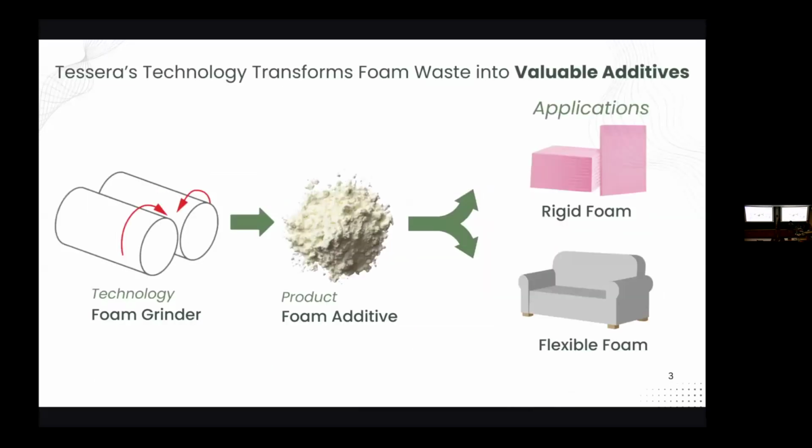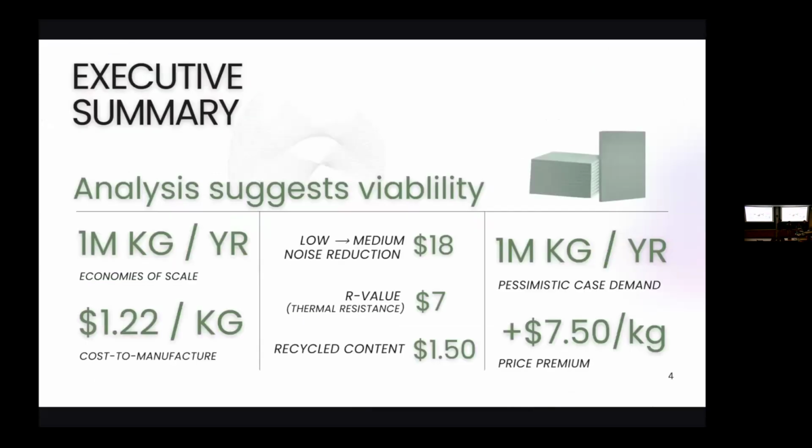So Tesla essentially has a technology that has the opportunity to turn something that would be otherwise waste into a high performance additive. Essentially, recycled foam would go into their foam grinder, turn into a powder, and that could have a wide variety of applications, which we're going to focus on foam boards, as Chirag mentioned.